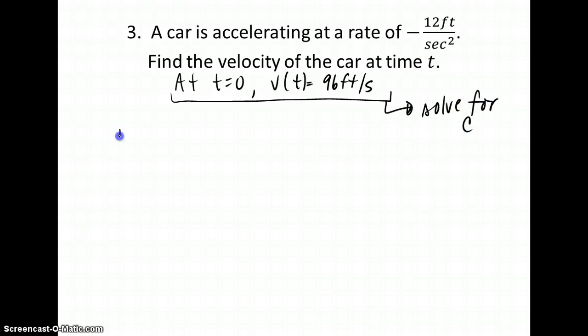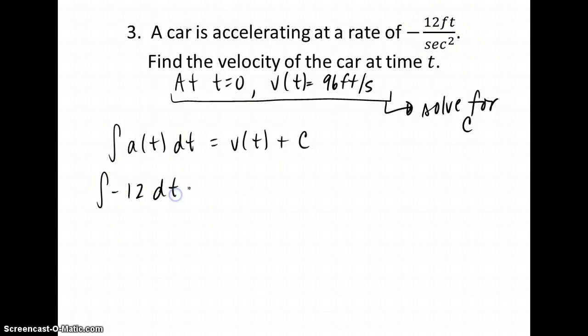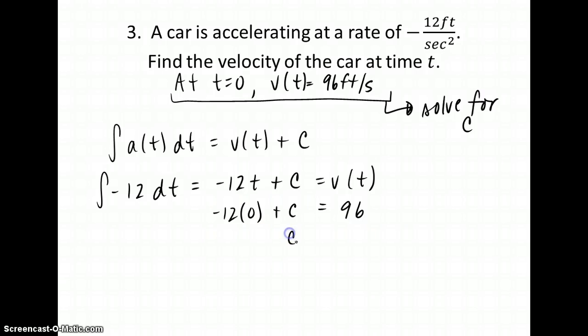Alright, so the integral of the acceleration function will give us the velocity function. That's what the question is asking for. Units will be able to guide your answer as well. Integral of negative 12 is negative 12t plus c. That is our velocity function. Now plug in our initial condition. At time t equal to 0, the velocity is 96. c is equal to 96. So the velocity at any time t.